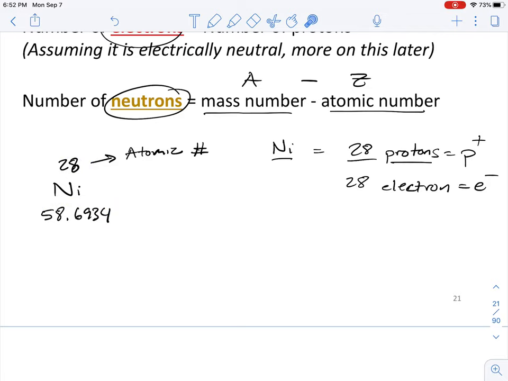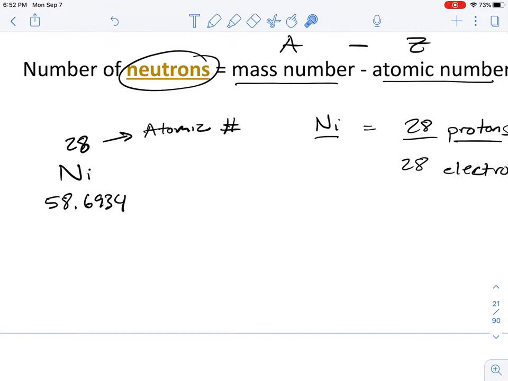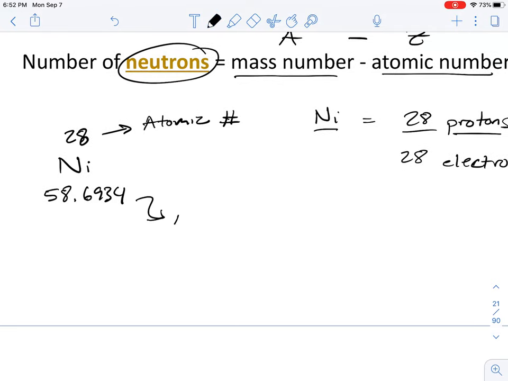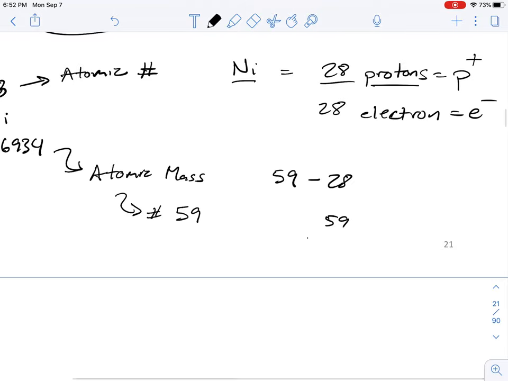And since we can't really have a decimal for neutrons because it's a defined object, we're just going to go ahead and round to the nearest whole number. The atomic mass is 58.6934, but with respect to calculating the number of neutrons, we're going to round this up to 59 just to make our numbers simple. So we take 59, the bigger number, minus the smaller number. Here I have 59 minus 28, so I have 1, and then 5 minus 2 is 3, so I have 31. So it turns out that nickel has, on average, 31 neutrons.